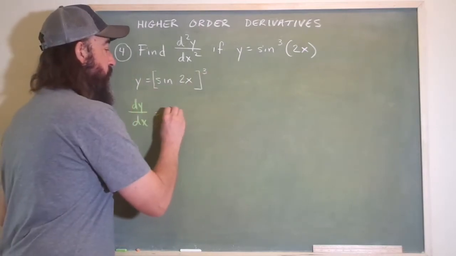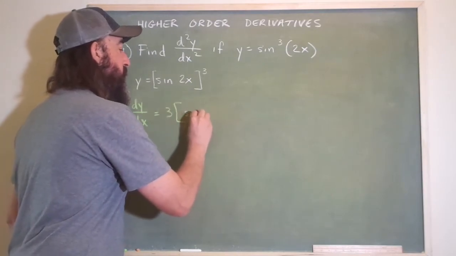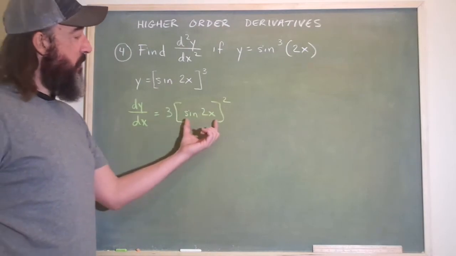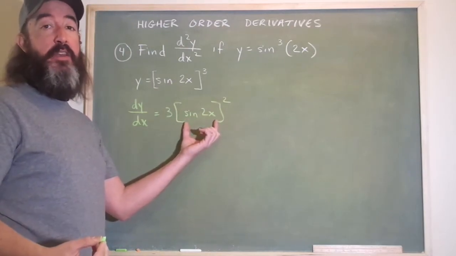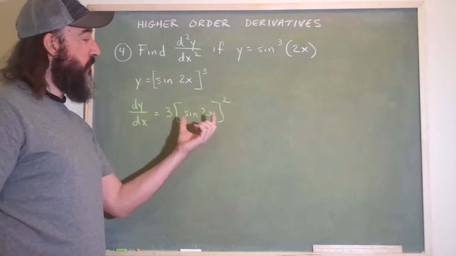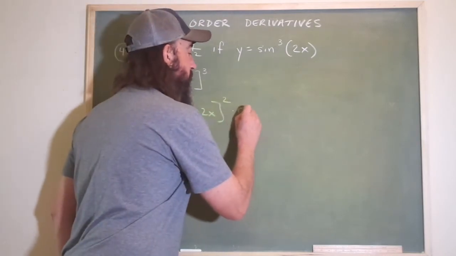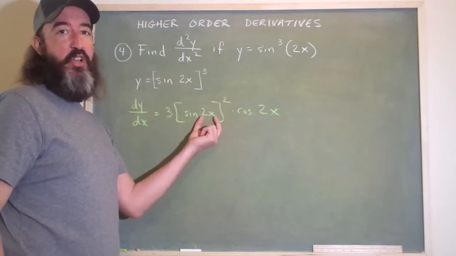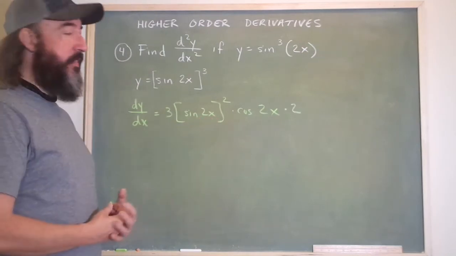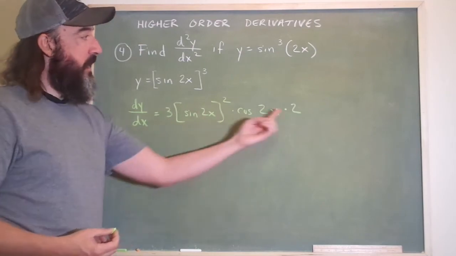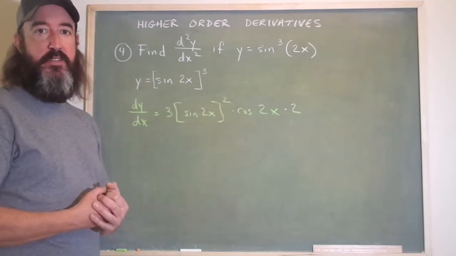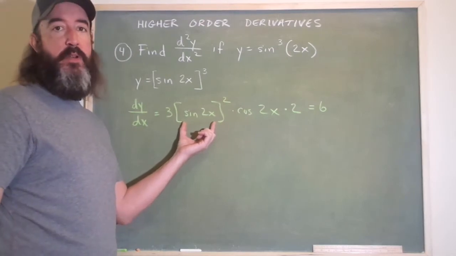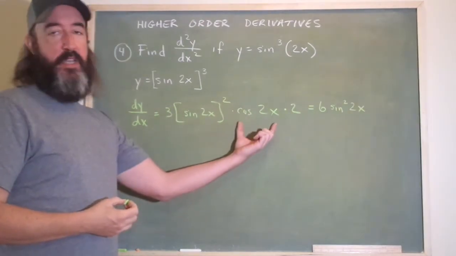So I'll of course move the 3 in front, and then sine of 2x, I'll raise it to only the power of 2, but then I have to multiply by the derivative of sine of 2x. I know the derivative of sine is cosine, so the derivative of sine of 2x is cosine 2x, but let me not forget, I need to also multiply that by the derivative of 2x. Let's see if we can neaten this up a bit. I have a 3 and a 2, so the coefficient is 6. I then have sine of 2x to the power of 2, or sine squared 2x. And finally, a cosine 2x.